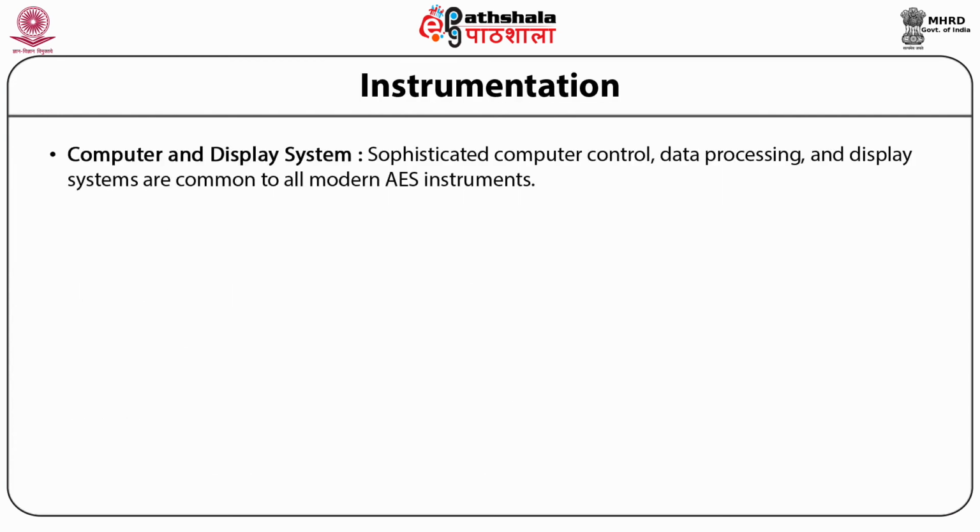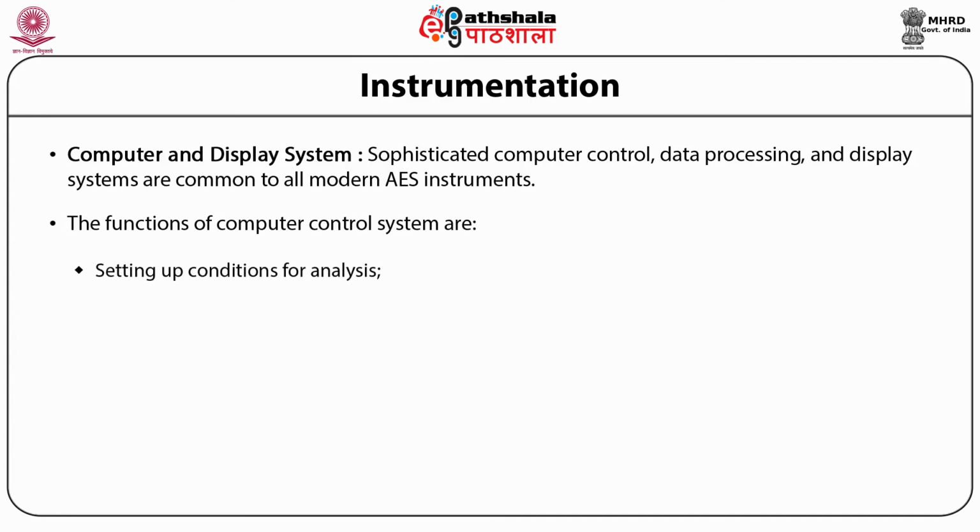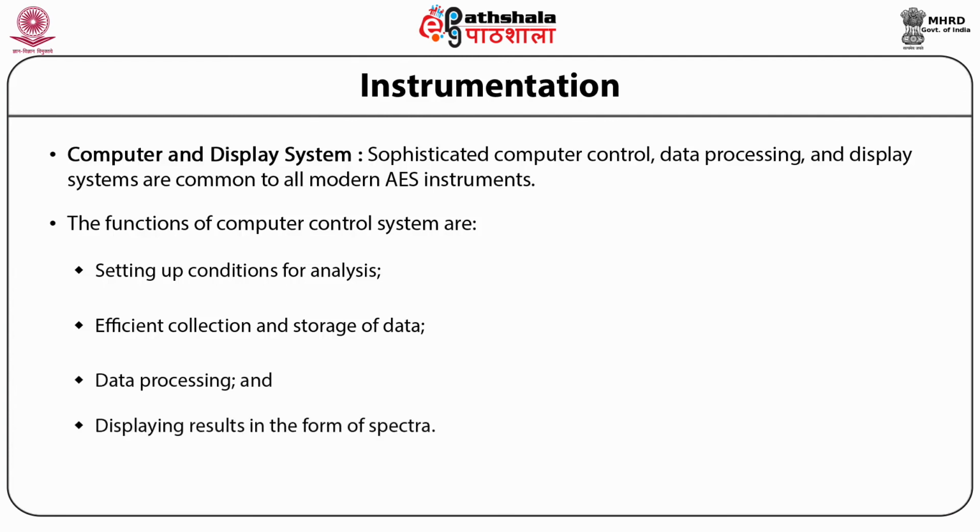Computer and display systems. Sophisticated computer control, data processing, and display systems are common to all modern AES instruments. The functions of the computer control system are: first, setting up conditions for analysis; second, efficient collection and storage of data; third, data processing; and finally, fourth, displaying results in the form of spectra.